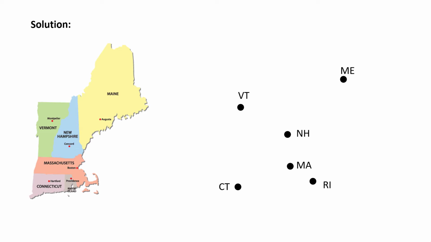You can get from Maine to New Hampshire, that's a common border. You can also get from New Hampshire to Vermont, and from Vermont to Massachusetts as well. There is a border between New Hampshire and Massachusetts. From Massachusetts, you can go straight into Connecticut, as well as Rhode Island, and you can go from Connecticut to Rhode Island. Now we have edges representing the common borders.